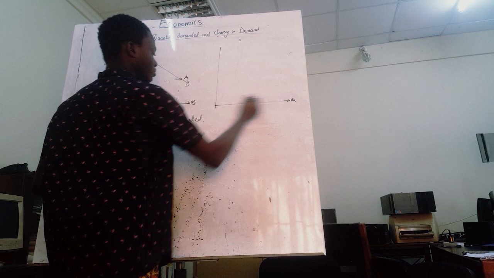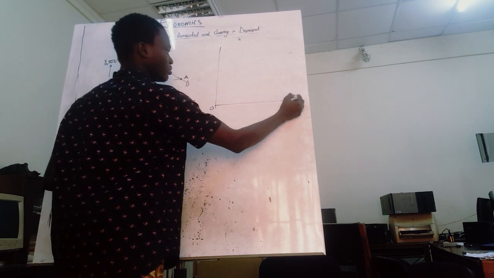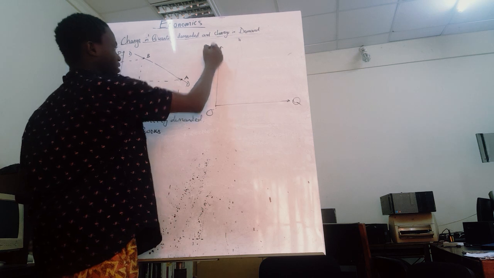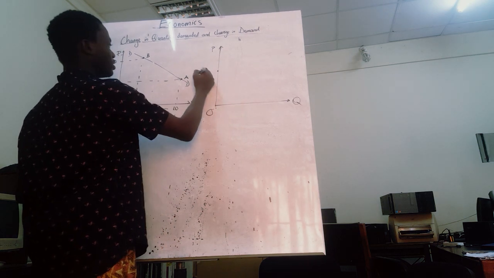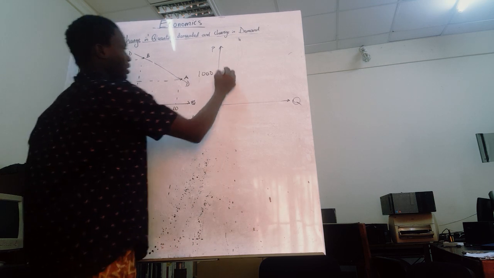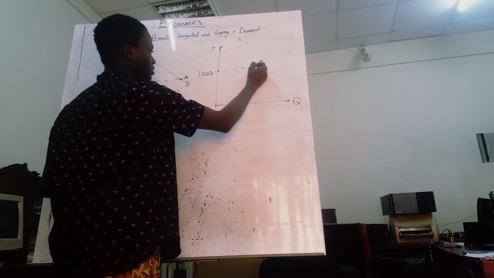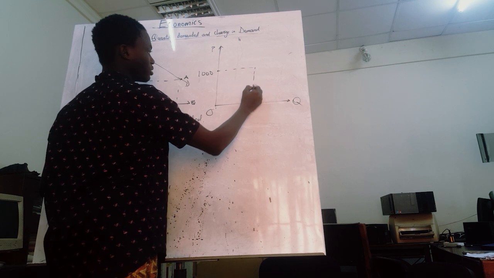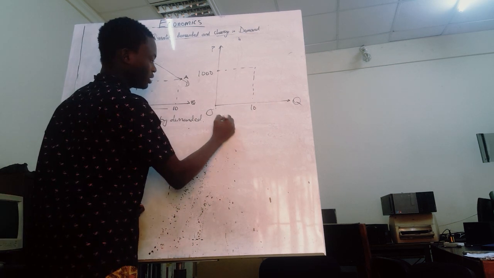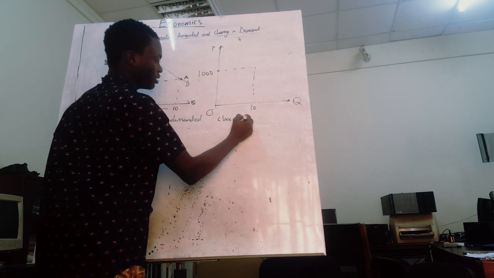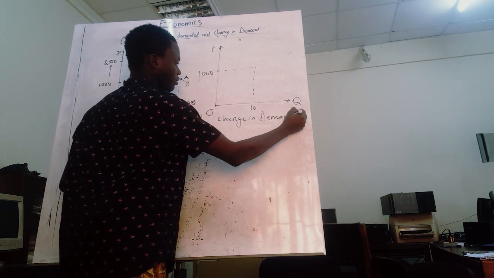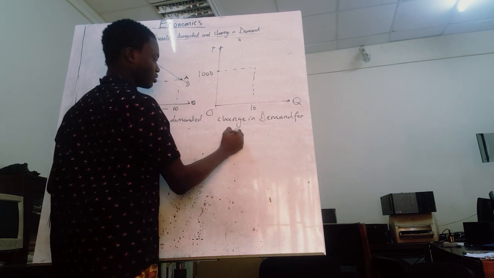This is Q. So this is our origin 0, and this is P. So at the price of 1,000, our buyer was buying 10 books. Okay, so we want to depict a change in demand for books.